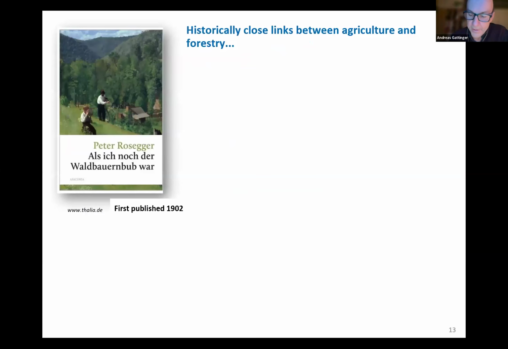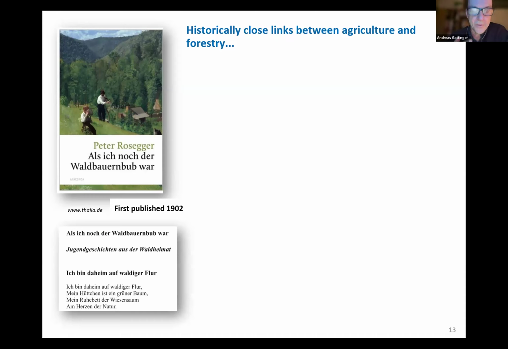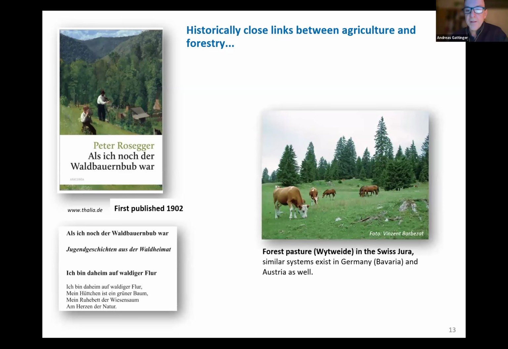But not that far back in history, around 1800, 1900, agroforestry, so forest or trees and agriculture, was really present in everyday farm life. And there is this classic book from Peter Rosegger from Austria, and you see these structures still in the Alps, in the Swiss Alps, in the Bavarian Alps, and in the Austrian Alps as well, where trees and pastures are just there, and there is no real divide between what is pasture and what is forest.